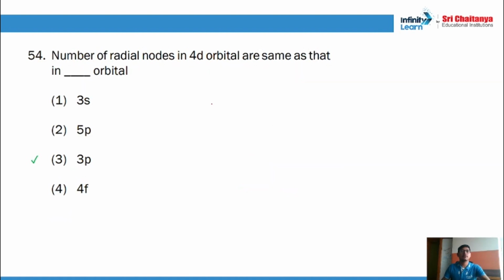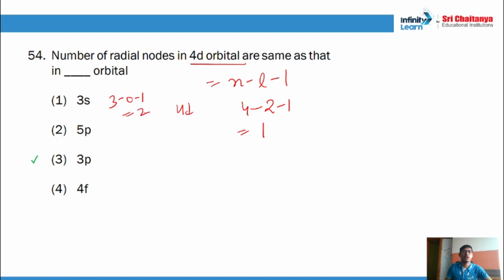Next question. Number of radial nodes in 4D orbital. Now what is the formula for radial nodes? It's n minus L minus 1. Okay. So for 4D orbital, how many radial nodes? 4, the principal quantum number, minus L value for D subshell is 2, minus 1. So this is 4 minus 3, that is 1. Okay. Now you can find out for all of them. For this it will be 3 minus 0 minus 1, which will be 2. For this it will be 5 minus 1 minus 1, which will be 3, and for this principal quantum number minus 1 minus 1, so it will be 1. Okay, so for this it will be 4 minus 3 minus 1, that is 0. Is that clear? So this is the correct answer.